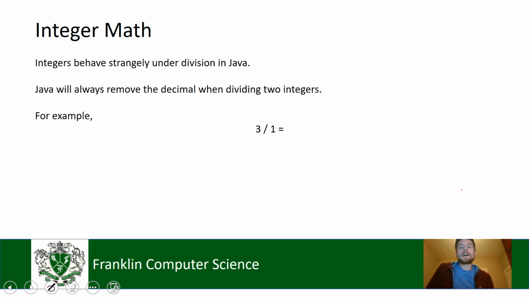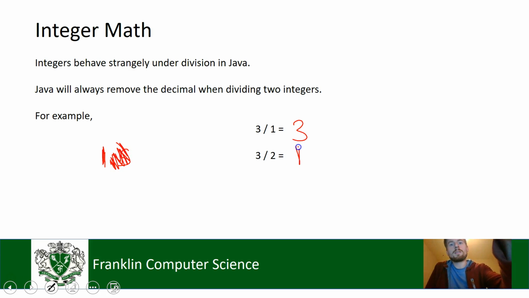So 3 divided by 1. Well, if you divide that, you're going to get 3. So that's still just 3 because there's no decimals. 3 divided by 2 would be 1.5, right? Typical math class. But we just throw away the rest of this. So what are we left with? Well, we're just left with 1. No decimal. 3 divided by 3. Well, that's also 1, because any number divided by itself is 1.